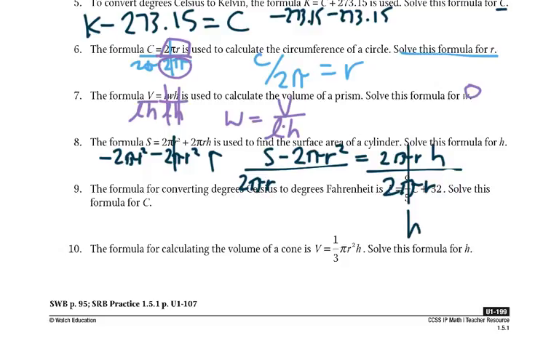That becomes 1. We get h equals, so we're dividing both of these by 2 pi r. So we get S divided by 2 pi r minus, 2 cancels, pi cancels, r squared is like r times r. One of the r's cancel, minus r. And there we go for that one.